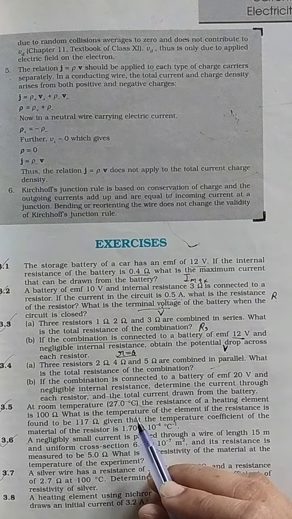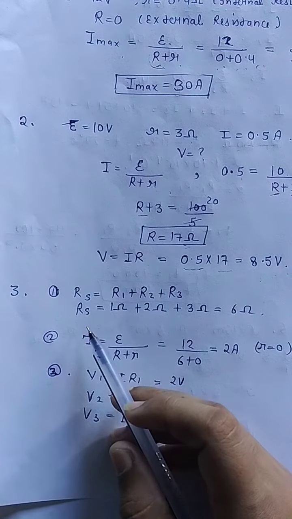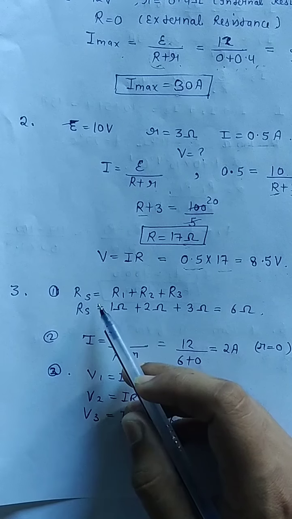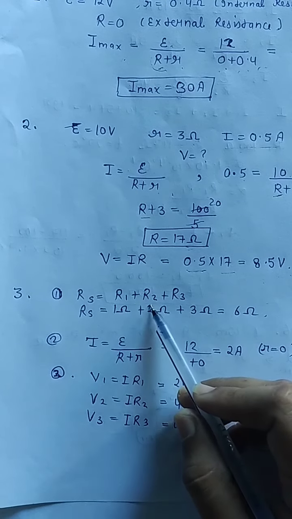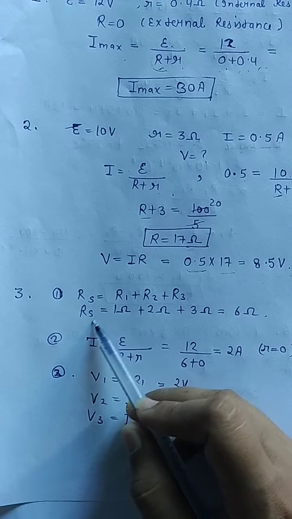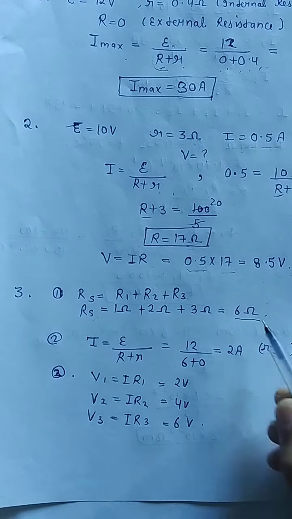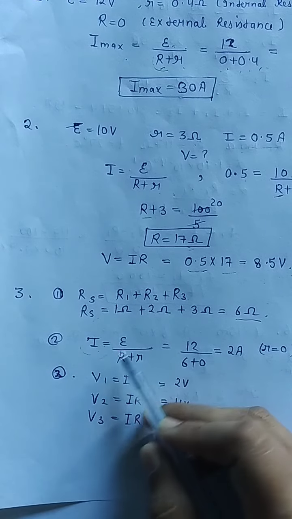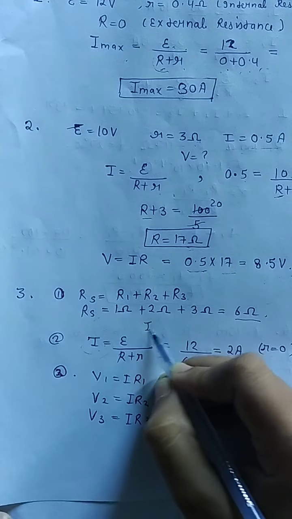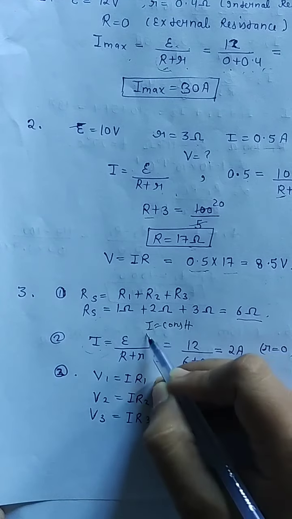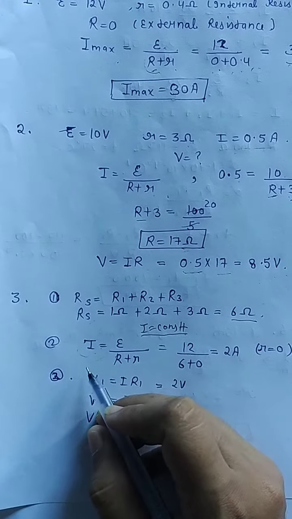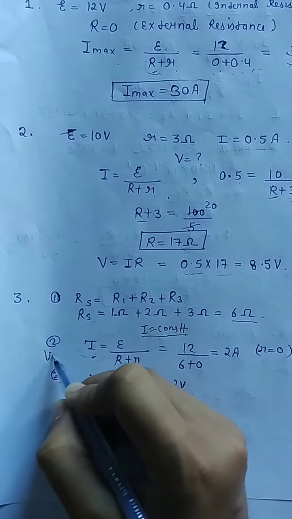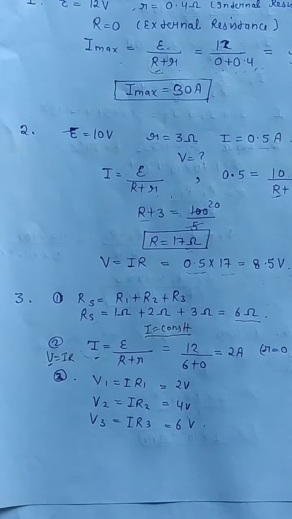Now the solution of this question. This is the solution of the third question. First part is, we have to find the resistance in series combination, that is equal to R1 plus R2 plus R3. Resistance in series combination is equal to 6 ohm. Next part is, we have to find the value of I, that is current. As we know that in series combination the value of current always remains constant. So we calculate the value of I and put it into the formula V equal to IR to calculate the potential drop.